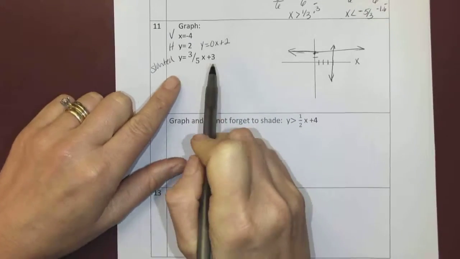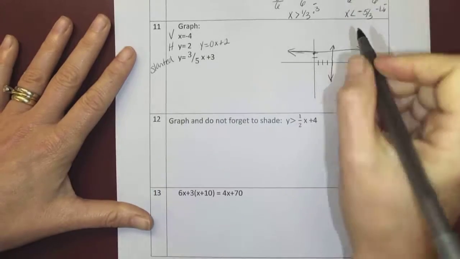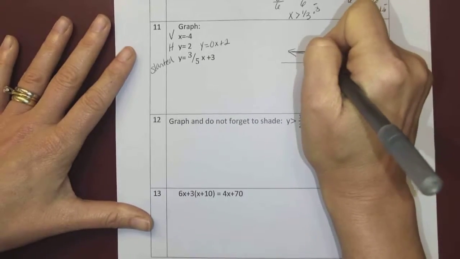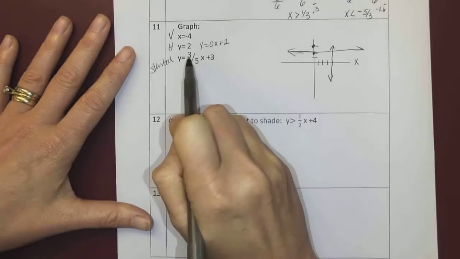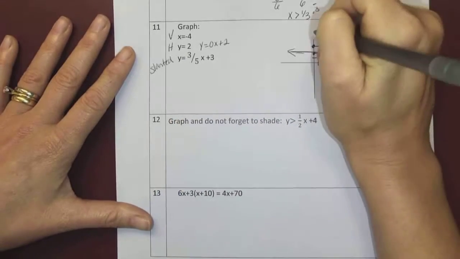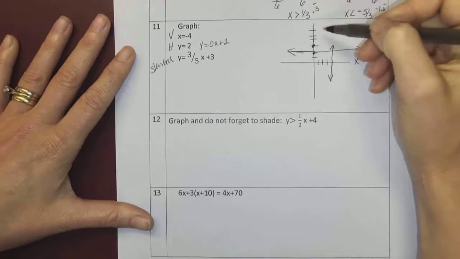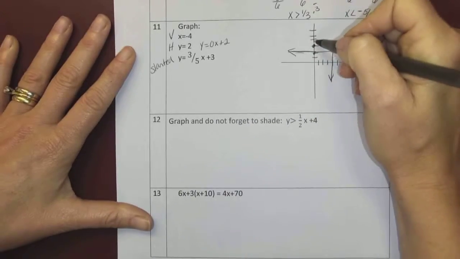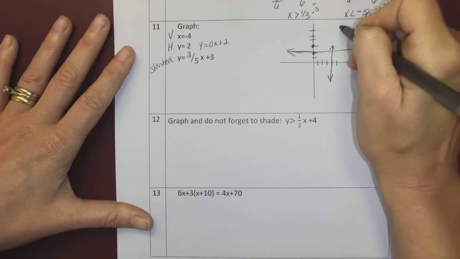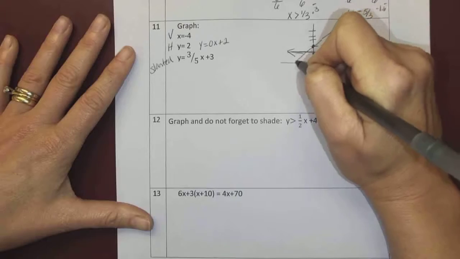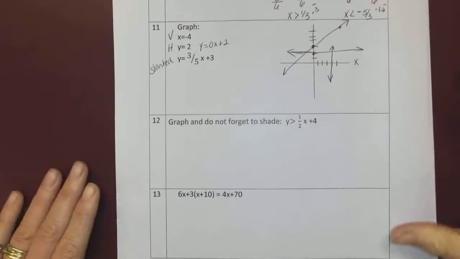Next one is slanted. It has a y-intercept and a slope of 3/5. I will go up 3 and plot my y-intercept, my starting, my base amount. Slope is rise over run. So I will go up 3 and over 5 from there. So 1, 2, 3, 1, 2, 3, 4, 5. And sketch a diagonal or slanted line there.